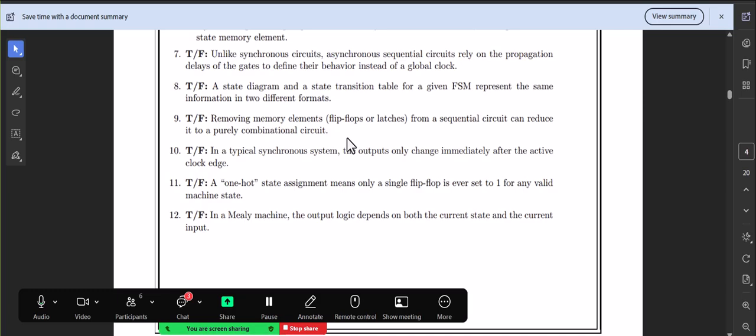So how many flip-flops do you need if you have, just in general, if I don't give you any restrictions, 5 states? 3. Because 2 to the third is 8. How many flip-flops do you need if I say you have to use one hot encoding and you have 5 states? 5. Because only one of them can be 1 at a time.